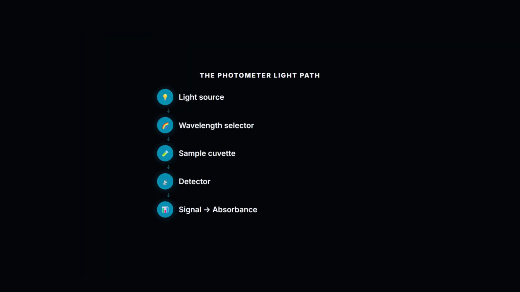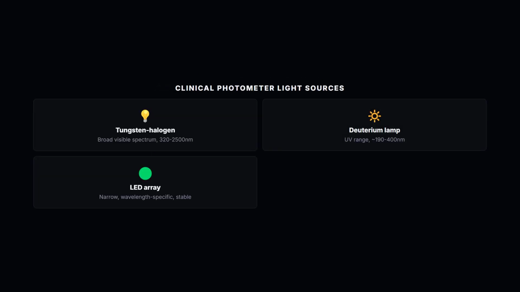Every photometer follows the same basic light path. A source generates broad-spectrum light, a wavelength selector isolates the band you need, that light passes through the sample, and a detector measures what's left. Light sources vary by instrument generation. Tungsten-halogen lamps give a broad, continuous spectrum across the visible range and remain the workhorse of most chemistry analyzers. Deuterium lamps extend that coverage into the UV. And LED arrays, tuned to specific clinical wavelengths, are increasingly replacing both.